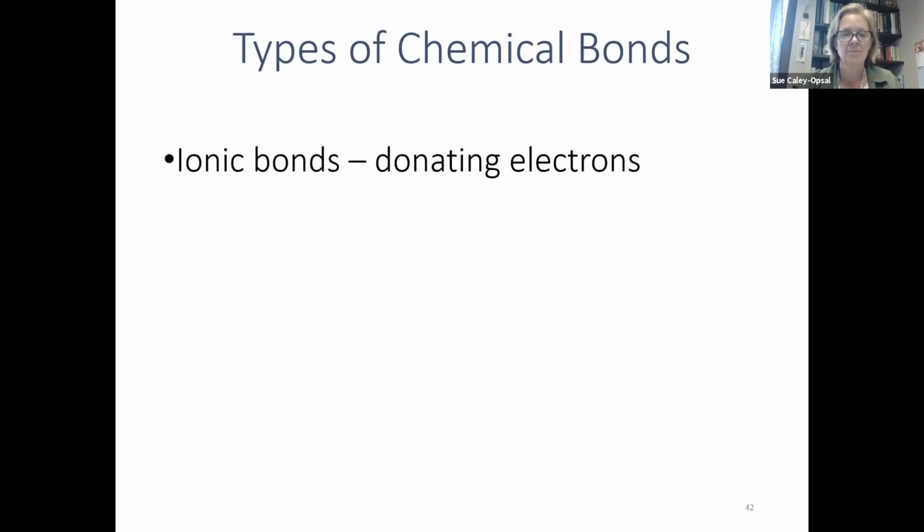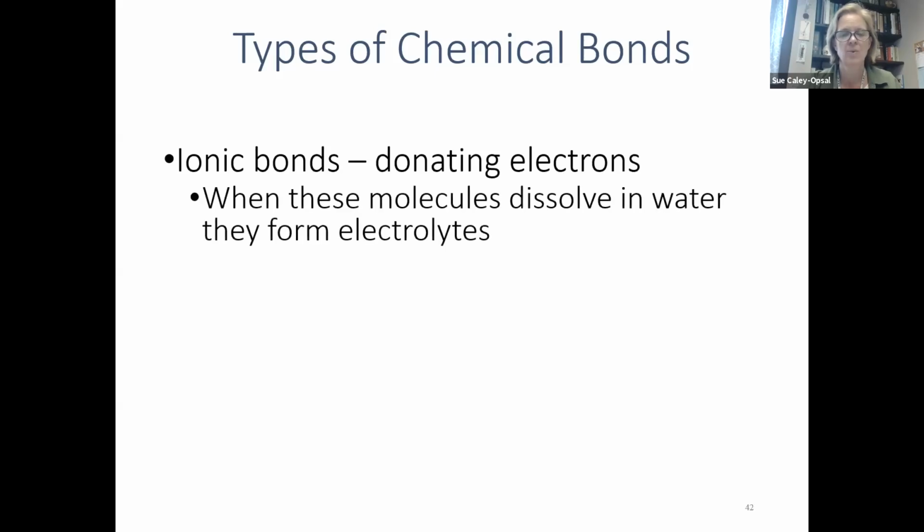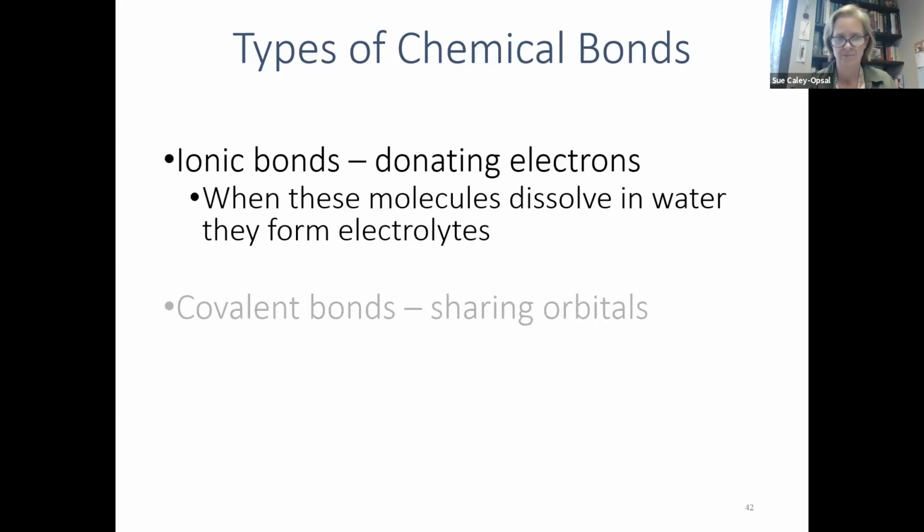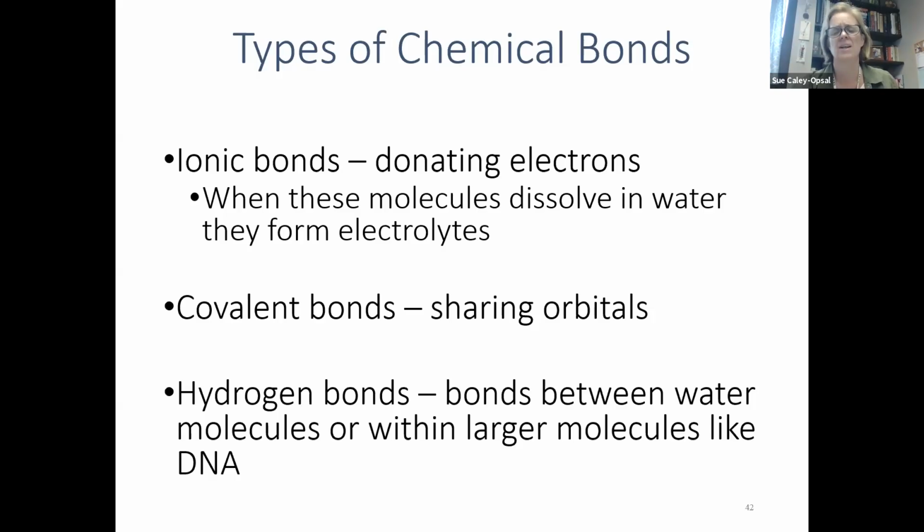Chemical bond types: we have ionic bonds, in which atoms end up donating electrons to other atoms. When these molecules dissolve in water, they form what are known as electrolytes, and a big example is sodium chloride. Covalent bonds: you have actual orbitals that overlap and electrons are shared. So these bonds between atoms are quite strong. And then you have hydrogen bonds. These are bonds between water molecules, or hydrogen bonds within larger molecules like DNA.